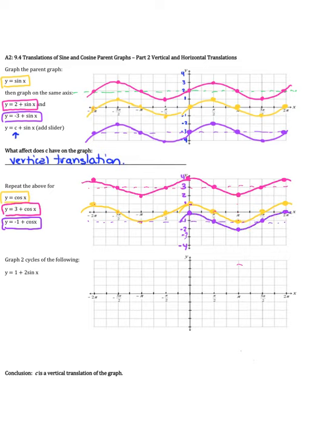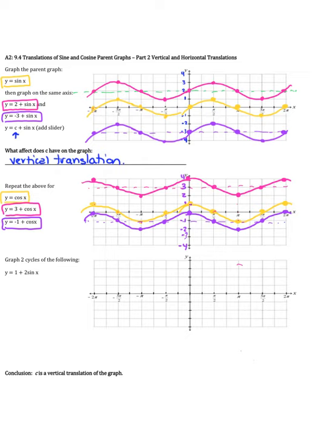And we could carry that back. This would drop 1, this would drop 1. Everyone drops 1. And so 2 cycles of your graph would look like that. Okay, so that is your vertical translation.